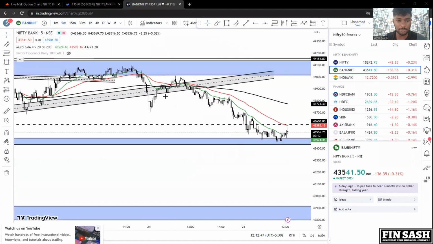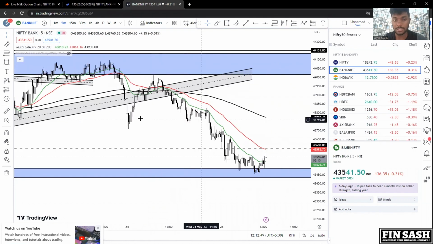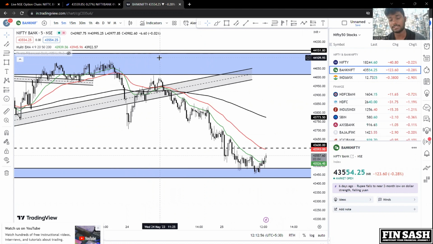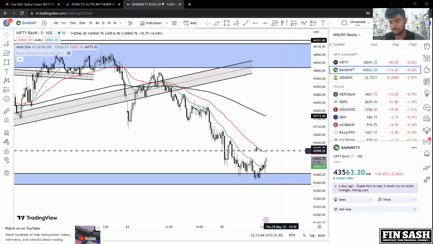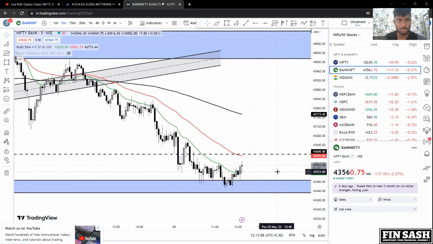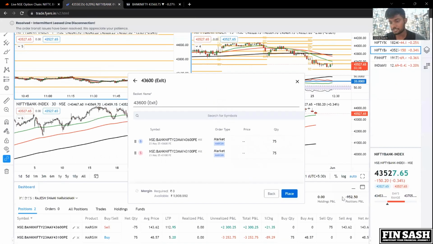Basically, what happened on Wednesday was that the market opened gap down. It took a rally on the first half to the upside, and then it rallied down to the downside. And now we are somewhere here, and it almost came to our strike price, which is 43,600. So right now, if you check our position, we are just at a loss of around 800.